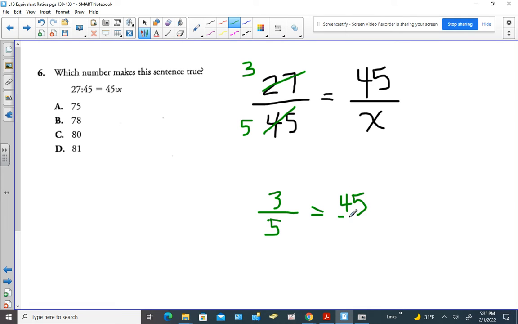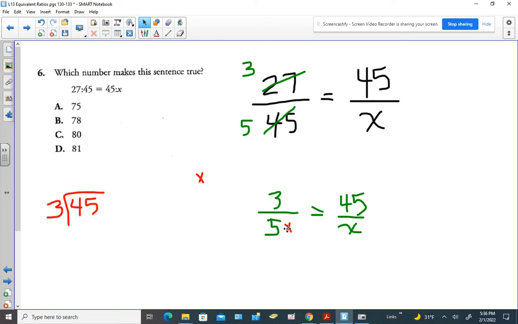Now 3 happens to be a factor of 45. 3 times some number does equal 45, and whatever that number is, you can multiply it by 5 to get x. That's one method of doing this. If you don't know what the missing factor is, consider taking the 45, dividing it by 3 to get the missing factor.